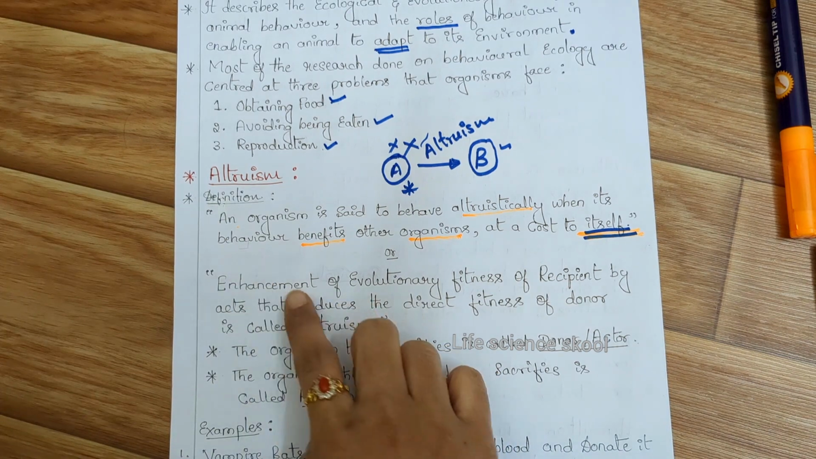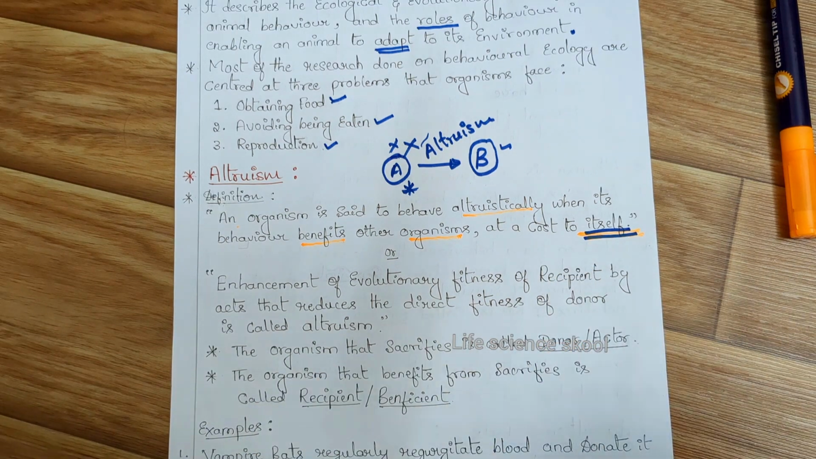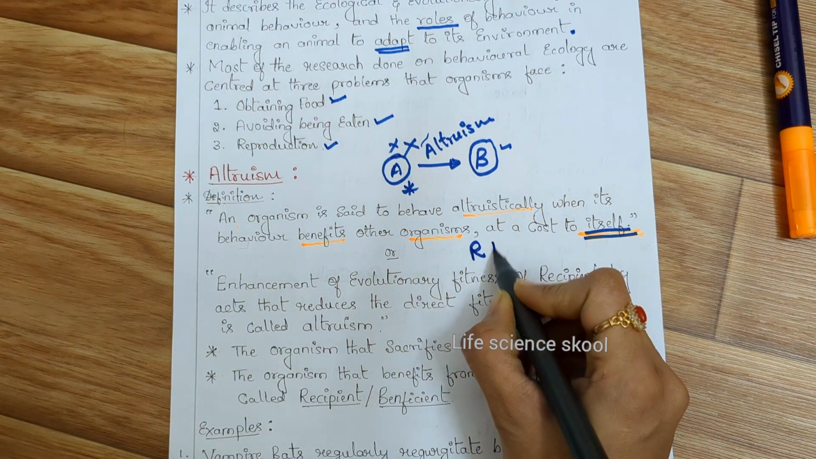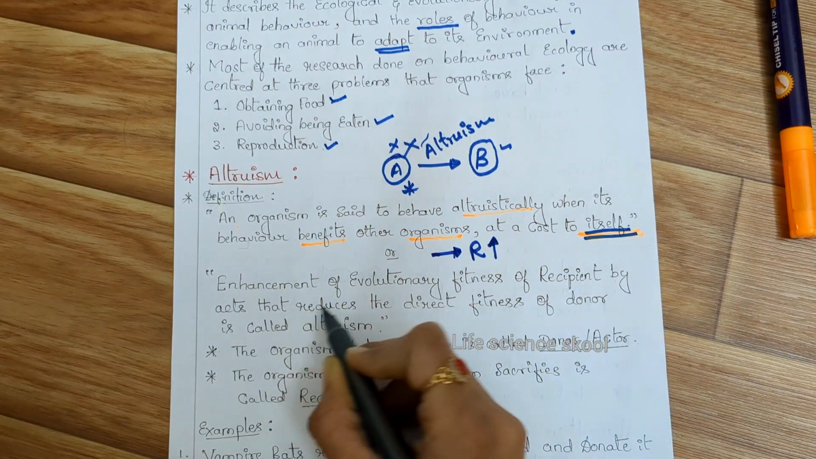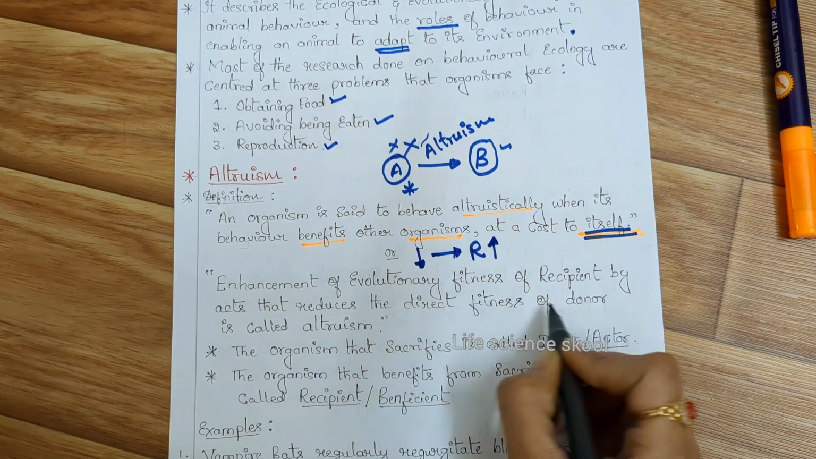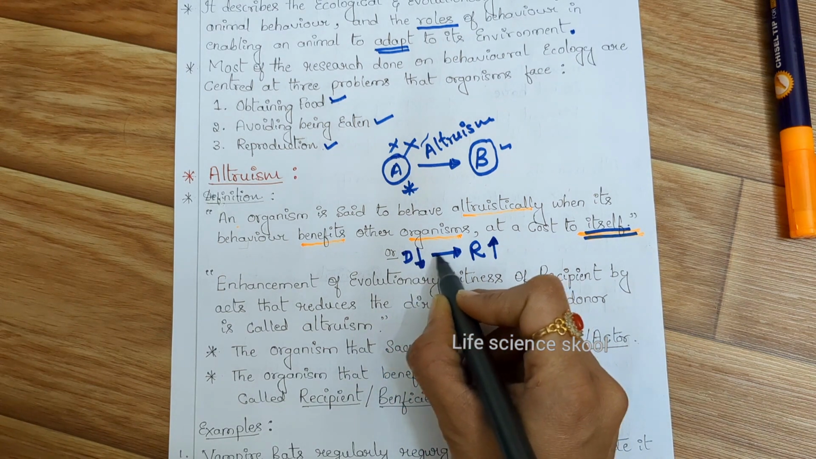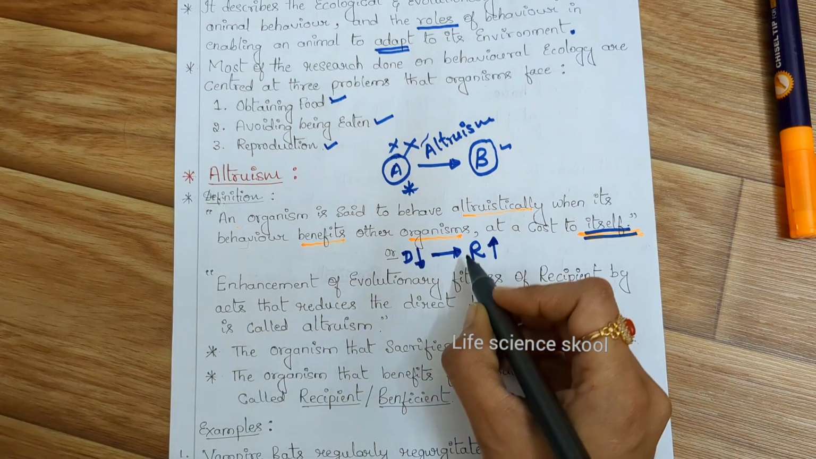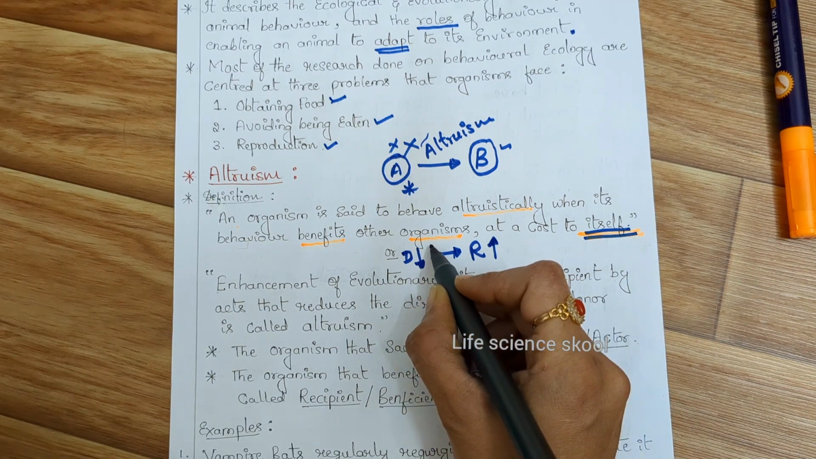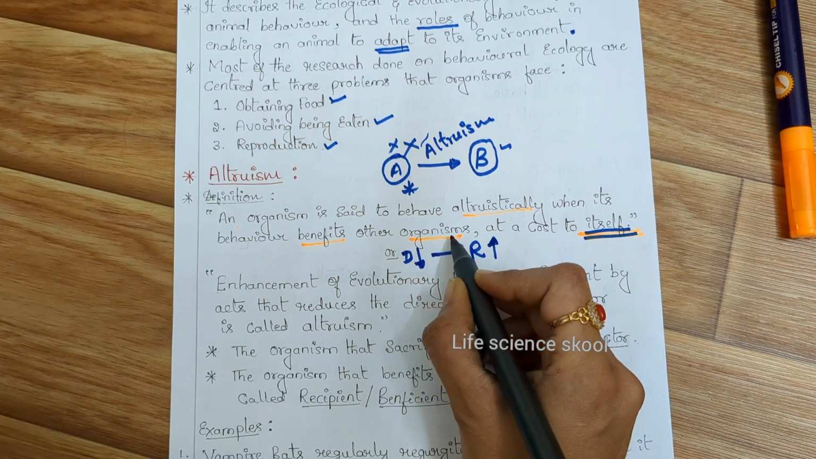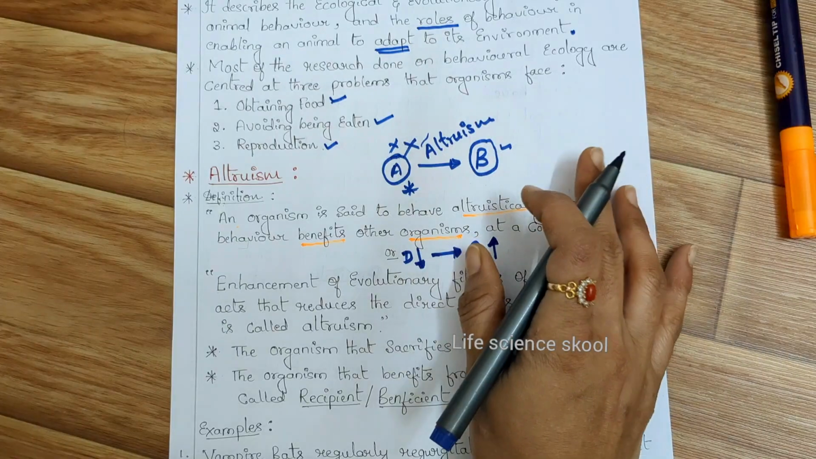Now see here, enhancement of evolutionary fitness of the recipient. Here we have the recipient. So there is an enhancement of the direct evolutionary fitness of this recipient by the act that reduces the direct fitness of the donor. So donor fitness is reducing by the act. Act means nothing but behavior. It is showing a behavior, it is sacrificing, and it is helping the other organism. This is called altruism.